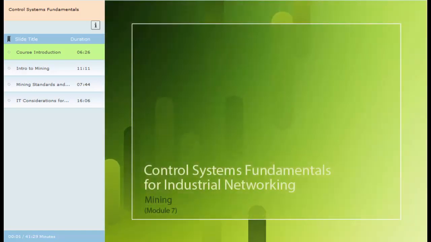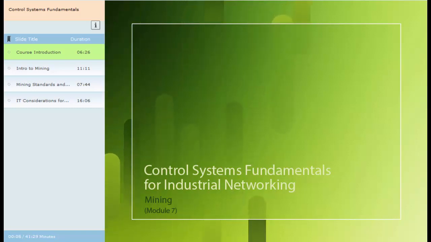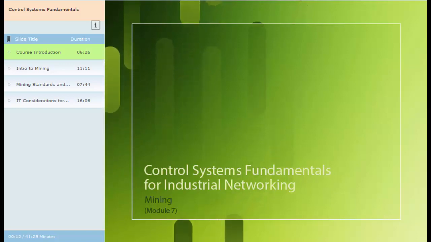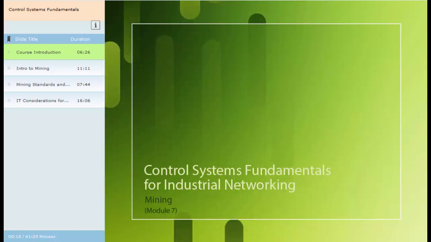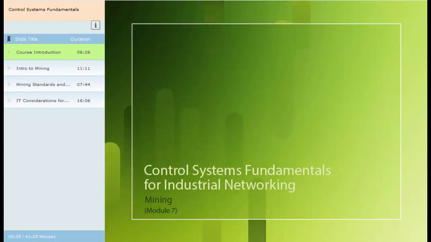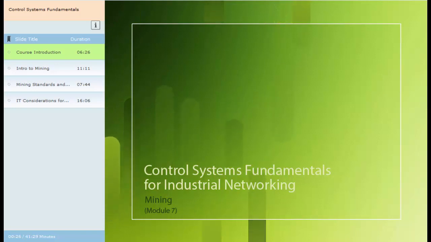Welcome to the Energy, Oil, and Gas module of the Control Systems Fundamentals for Industrial Networking course. The goal of this course is to enable learners to assimilate the information presented in further training courses, such as managing industrial networks with Cisco networking technologies. This module will introduce you to why the energy utilities industry is moving to a converged network and look at design considerations for an energy utilities networking environment.